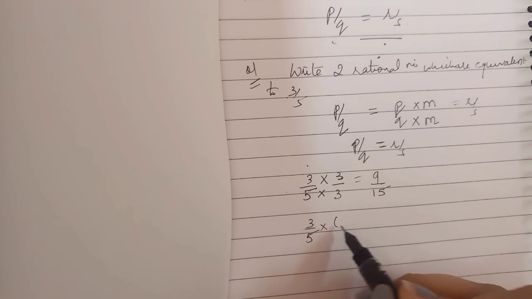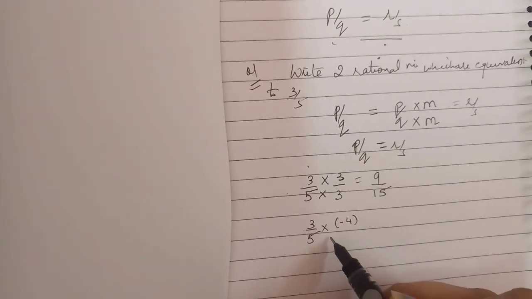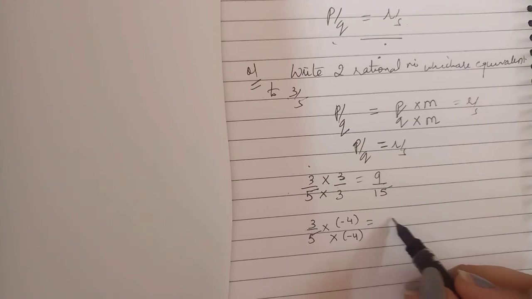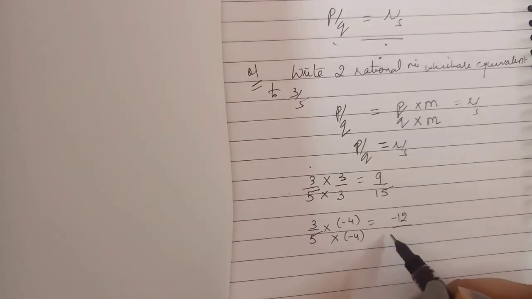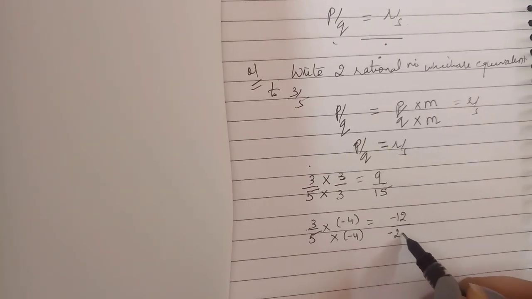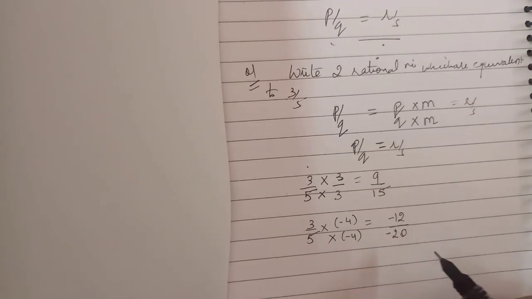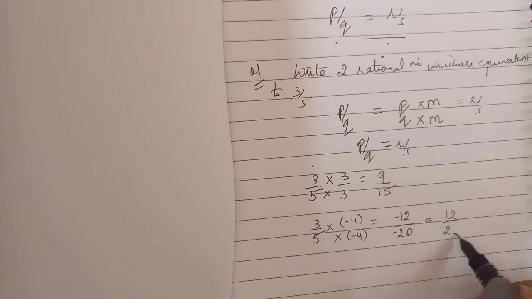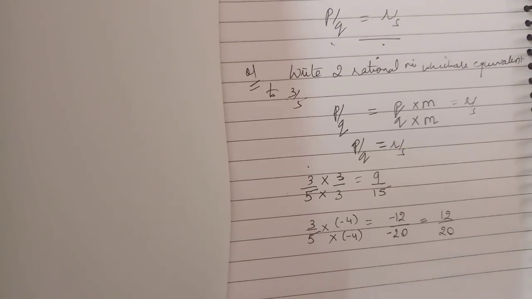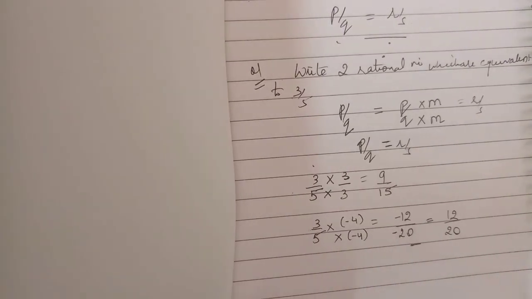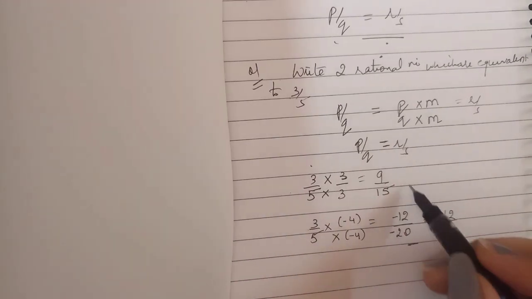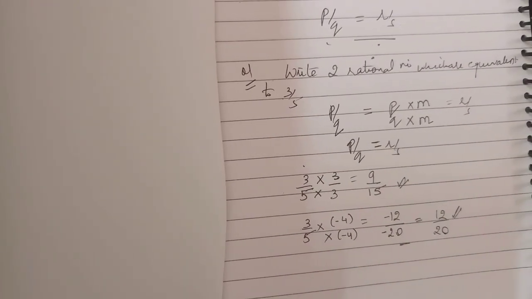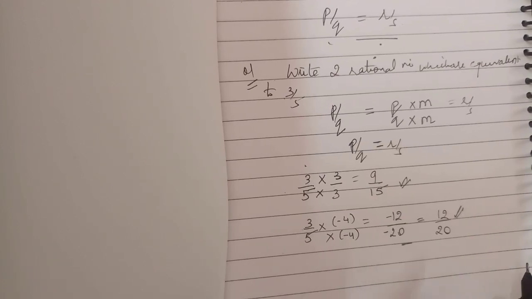Let's suppose minus 4. So 3 into minus 4 will be minus 12, and this will be minus 20. Then the standard form will be 12 by 20. Why standard form? Because the denominator cannot be negative here. So hence we have two equivalent rational numbers to 3 by 5. Likewise we can do such questions.